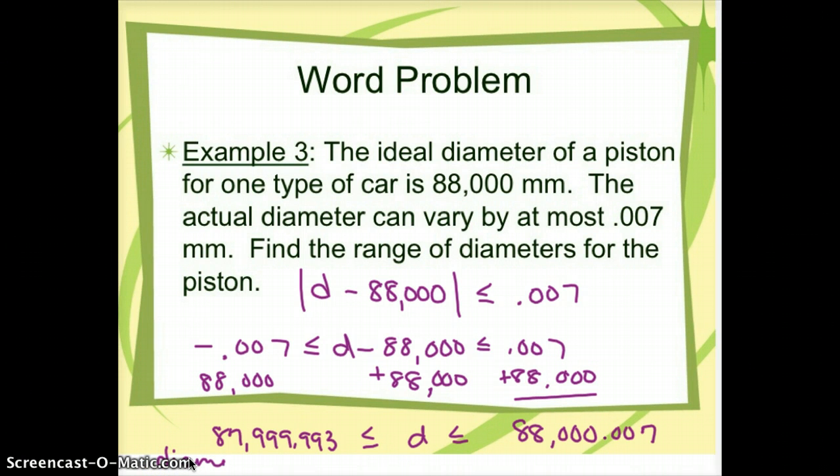So it'd be good, since it's a word problem, to say the diameter is between these numbers of millimeters. Okay, and I'm just going to shorthand it, millimeters, just because I'm running out of space. You could do better on your homework.